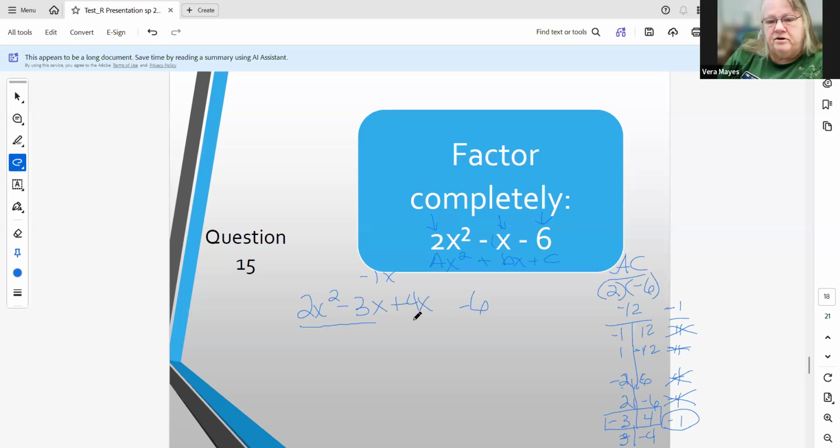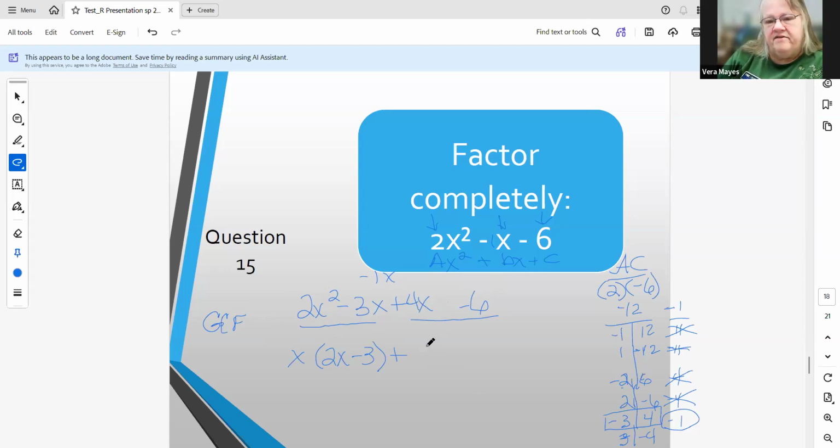So just as a reminder, we're working two at a time. We're looking for the GCFs of each group. So this one, 2 and 3, no, so no numbers. X squared and x, so 1x could come out of both of those. And that leaves me with 2x minus 3. Bring the next sign down.